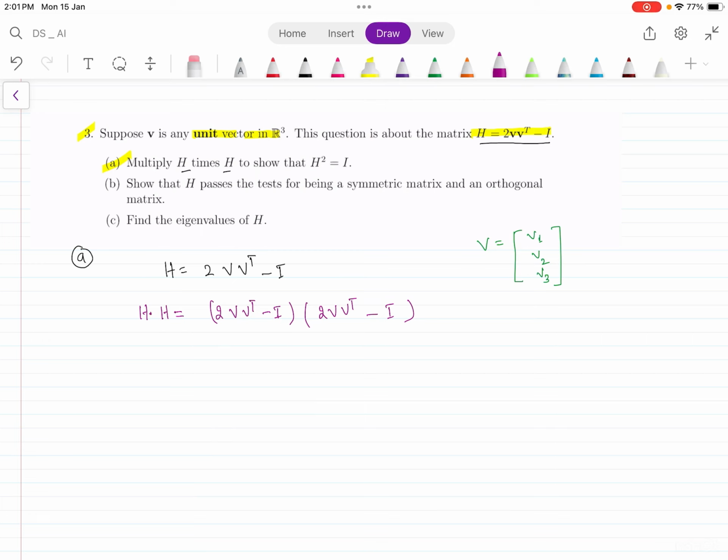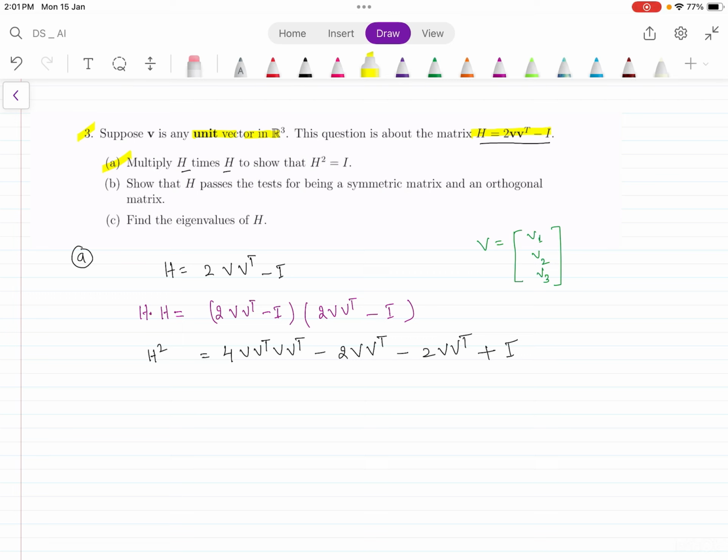We can do the multiplication, so that will be H square, and this will be 4 v v transpose v v transpose minus, if we multiply with the identity, then we are going to get the same matrix, that is 2 v v transpose, and minus 2 v v transpose and plus I square, that is again going to be I.